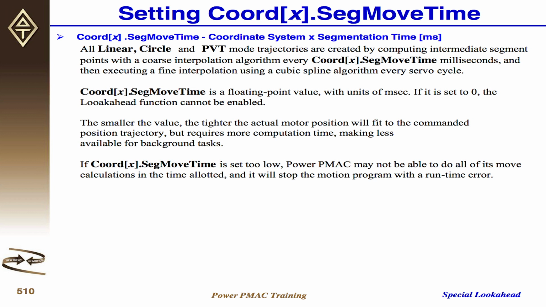We mentioned that the smaller the value, the tighter the actual motor position will be and the better the trajectory, but it will take more computational time of the CPU. So if PMAC runs out of time because you set it too low, it will trip a runtime error. So if you ever run into a runtime error issue, one of the first registers you want to check is the seg move time structure.